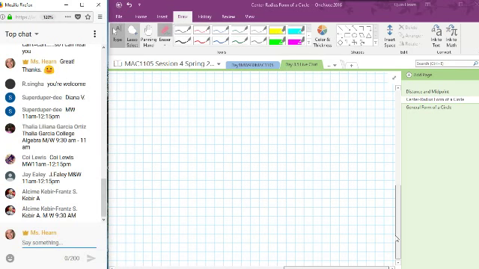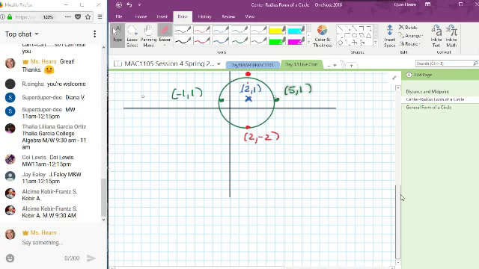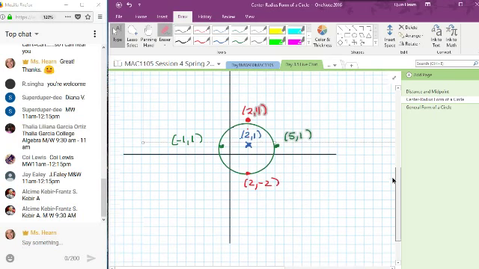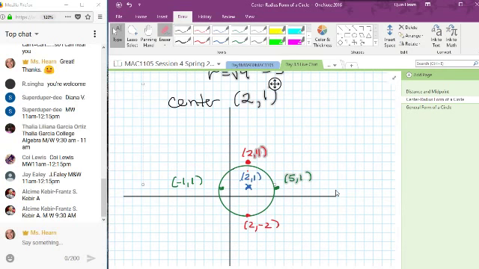Okay, so the streaming died for a minute, and I'm not sure what all you saw there. But hopefully you can see this circle with the north, south, east, and west points plotted. Again, how do we get those points? From the center, we need to go over 3 units because the radius was 3.